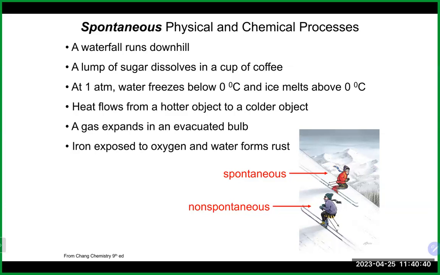A gas expands in an evacuated bulb, and iron exposed to oxygen with a little bit of water will basically start to rust spontaneously as well. Obviously, skiing, just going over the hill will spontaneously send you down the hill, which is spontaneous. You can't really go up the hill like this guy in a spontaneous fashion. That's more non-spontaneous. You need something to help you out, right? And if you're this guy, you don't want to see that guy coming up the hill as you're coming down the hill, as bad things might happen.